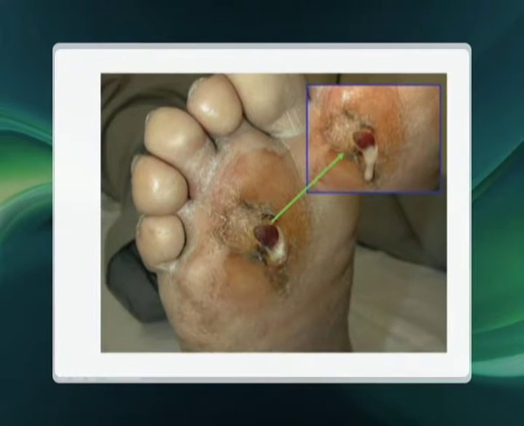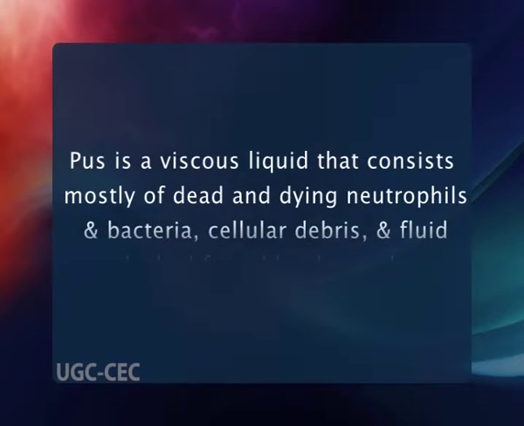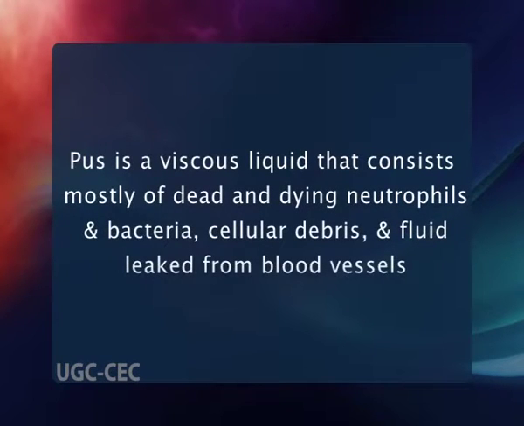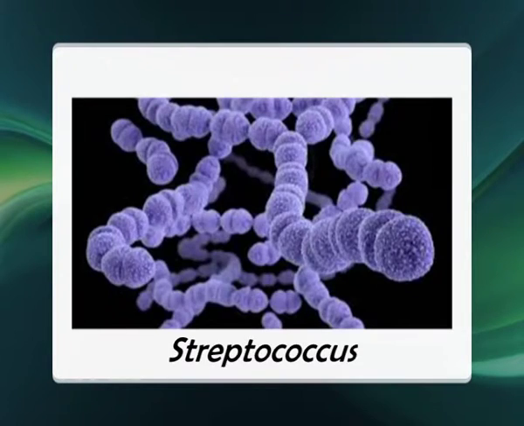There is actual loss of tissue with the formation of pus. Pus is a viscous liquid that consists mostly of dead and dying neutrophils and bacteria, cellular debris and fluid leaked from blood vessels. The most common cause of suppuration is infection with the pyogenic bacteria such as Staphylococcus and Streptococcus.